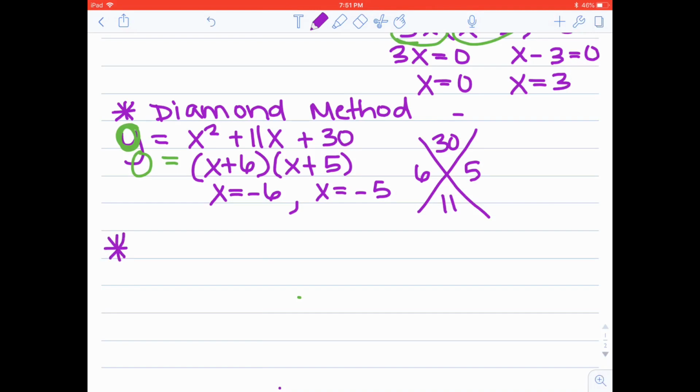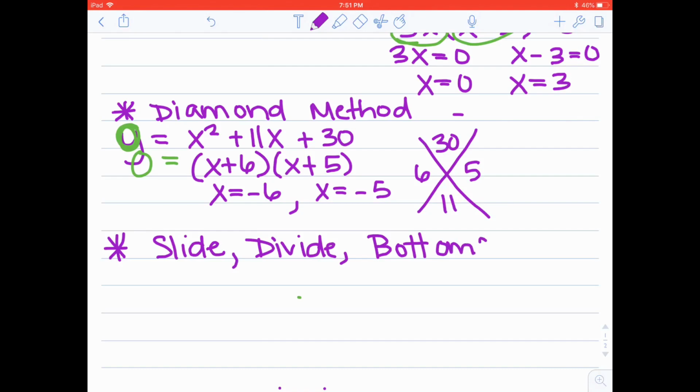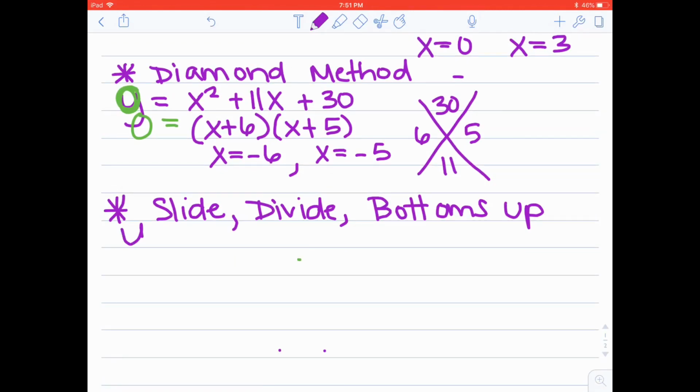You can use guess and check for these if that's your preference. I am not a fan of guess and check. I like to do slide, divide, bottoms up. Some teachers really hate that I teach this, but really you can do what's comfortable to you. So I use slide, divide, bottoms up anytime I have a trinomial that has a number in front of x squared.